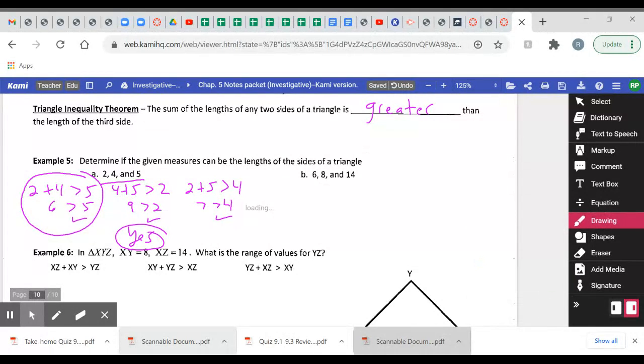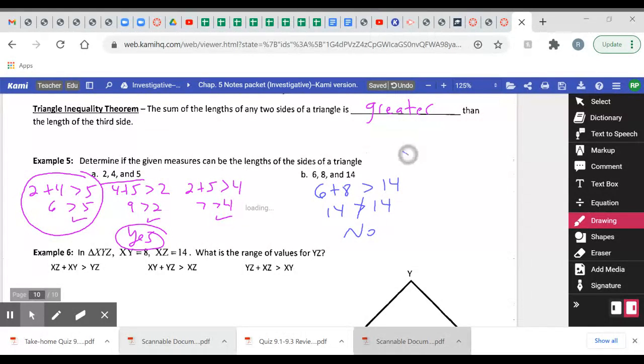All right, on the next one, on B, again, if I add up the two smallest, I just want to make sure it's greater than the third side, which is 14. Well, when I go ahead and add those up, I get 14 is greater than 14. And that's not a true statement. It's supposed to be greater than, not equal to. So my answer is no. Those cannot make a triangle. It's like it's not long enough to be able to turn it into a triangle.